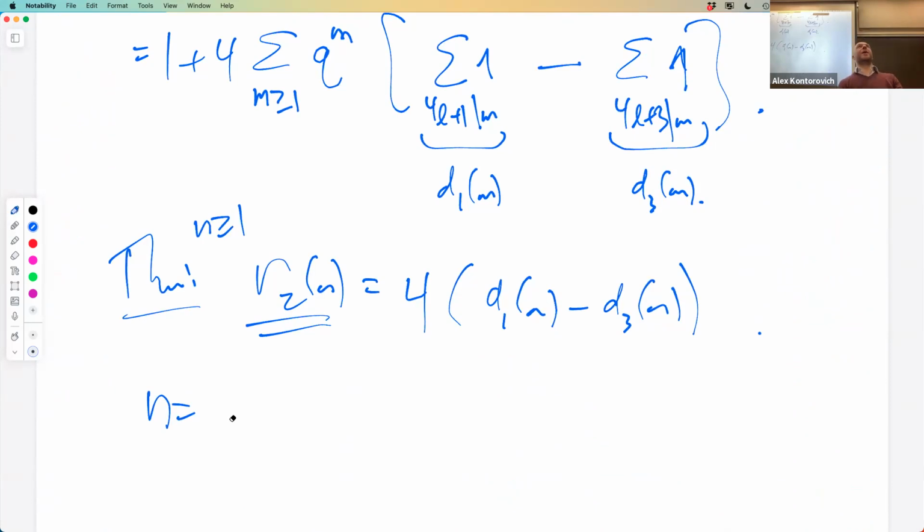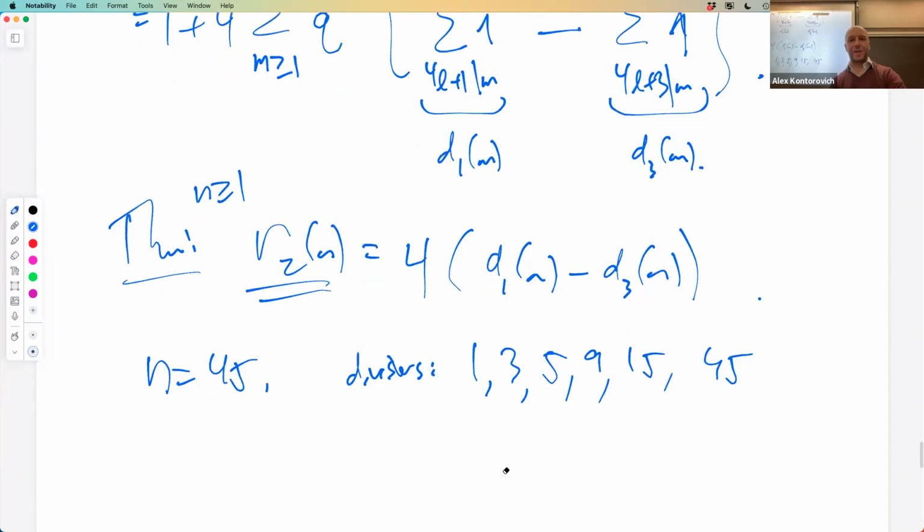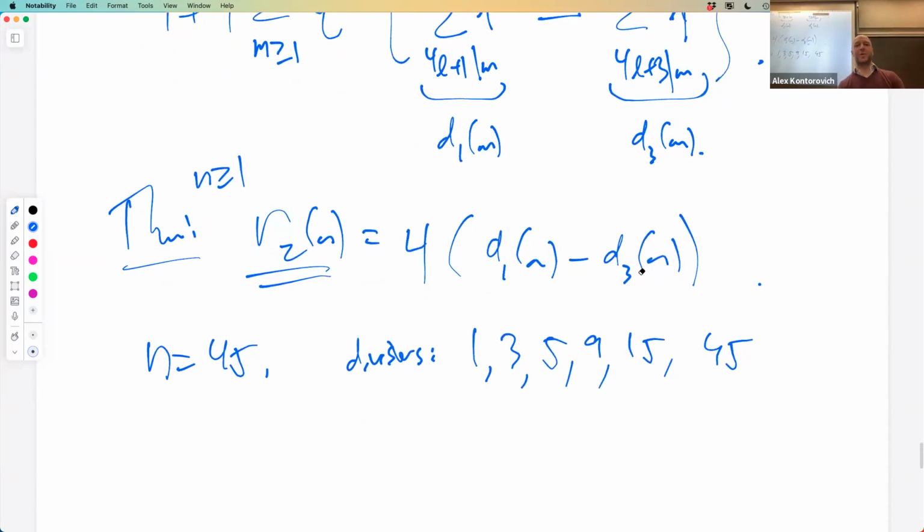Just to do one example, how about 9 times 5 is 45? Okay, n is 45. What are the divisors of 45? 1, 3, 5, 9, 15, and 45. 1 times 45, yeah. Okay. So which of these divisors are +1 or -1 mod 4? This is 1 mod 4, this is -1 mod 4. This is 1 mod 4, 1 mod 4, -1 mod 4, 1 mod 4.